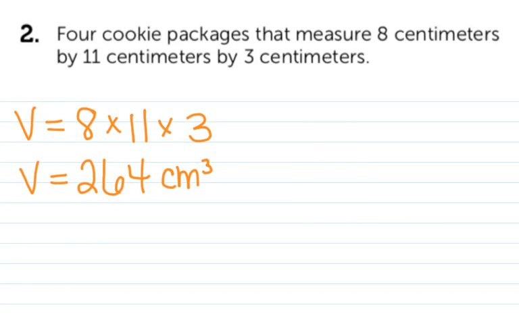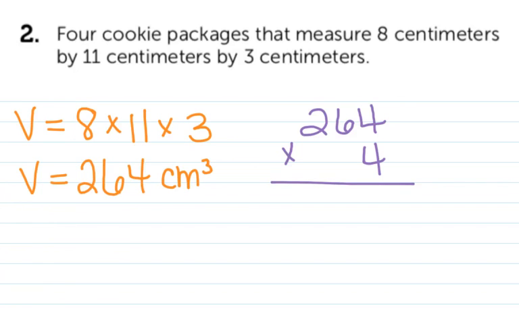So now we know the volume of one of these cookie packages, but it actually says that we have 4 cookie packages. So we're going to take the volume of one, which was 264 cubic centimeters, and we're going to multiply it by the number of packages that we have, which is 4. So again, multiplication facts are really important here to make sure that we're calculating correctly.